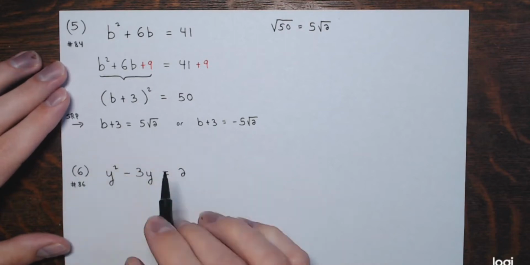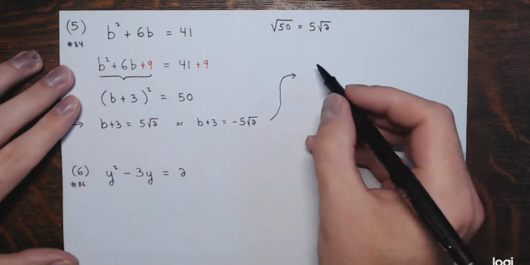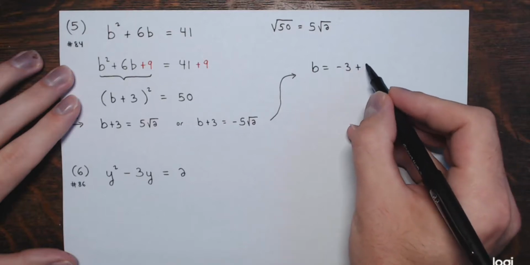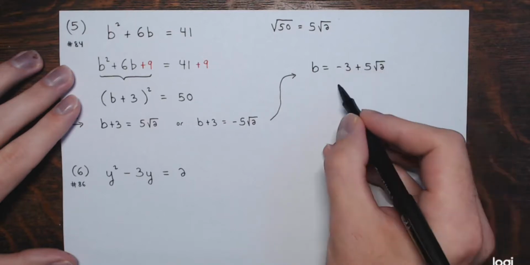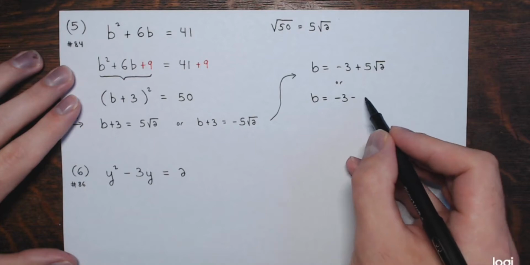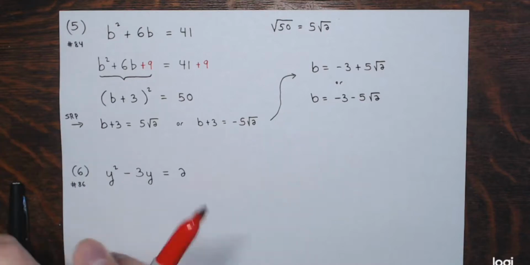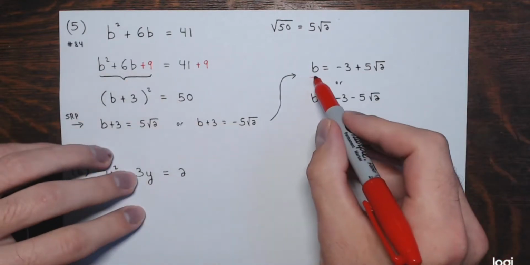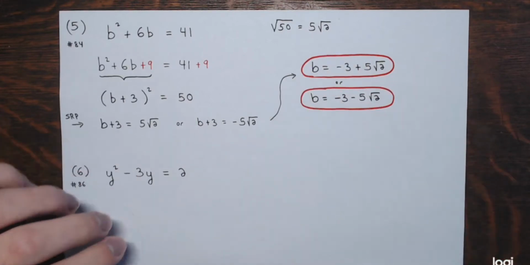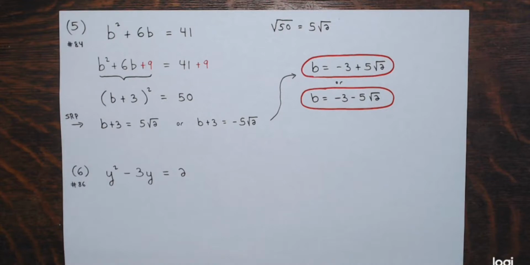And then to solve for b in each of these, we just subtract 3. So from the first equation, b would be equal to negative 3 plus 5 times the square root of 2. And the other one is b equals negative 3 minus 5 times the square root of 2. And I leave it to you to check, plug these back into the original equation, see if you get a true statement, but I promise you they both work. And once again, you can write negative 3 plus or minus 5 times the square root of 2, and that would be equally valid.